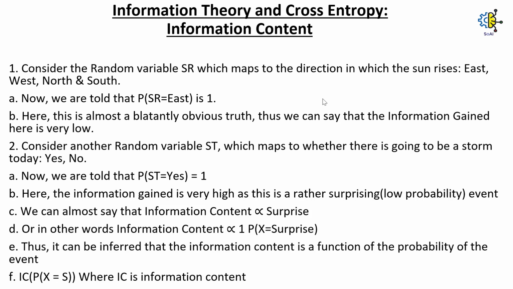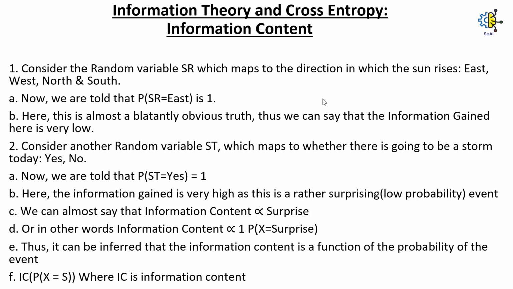Consider another random variable ST, which maps to whether there is going to be a storm today, yes or no. Now, we are told that ST is equal to yes, a low probability event. Here the information gained is very high, and this is rather surprising. We can almost say that information content is directly proportional to surprise, or in other words, proportional to 1 over probability. Thus, it can be inferred that information content is a function of the probability of the event.